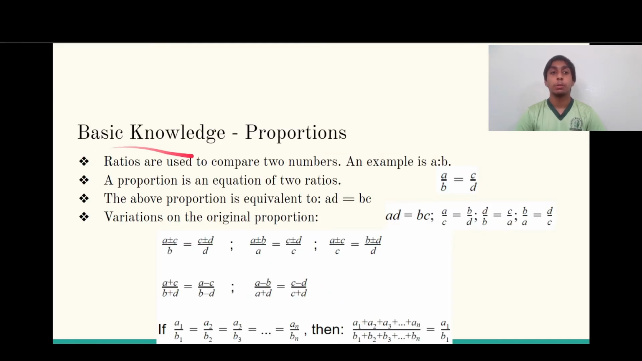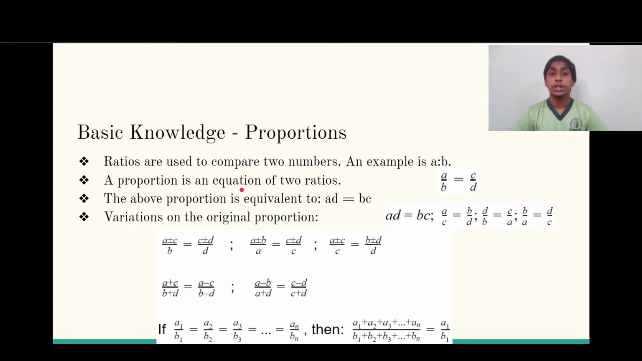So basic knowledge for proportions. The first thing you need to know about proportions is you need to know what ratios are. Ratios are used to compare two numbers. An example is A is to B, right? So you're comparing A and B here, and they do have some divisor in between them. If you multiply A by something, you're going to get B. So that's basically a ratio.